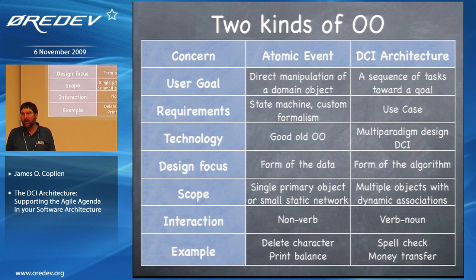So kind of rising above DCI is this taxonomy of design approaches to using what we call object-oriented programming, whatever that means. And so I've divided these up into two families. One is called atomic event cases, and this is your grandfather's object-oriented programming.